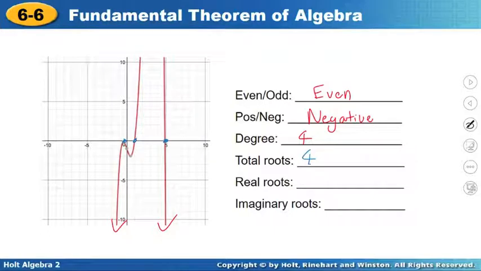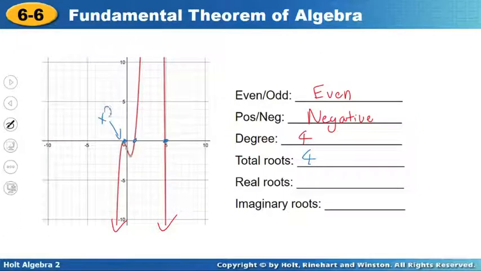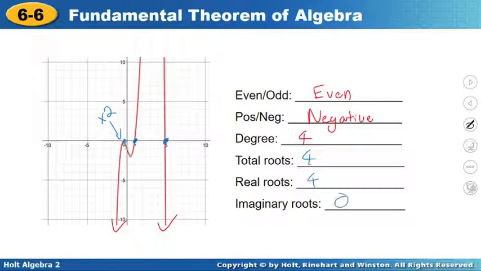But I definitely only see 3 x-intercepts. And that's because this one here is counting as 2. And that's based on the multiplicity again. So that one counts as 2, then you got the 3rd one, then you have the 4th one. So you have 4 real roots and 0 imaginary.